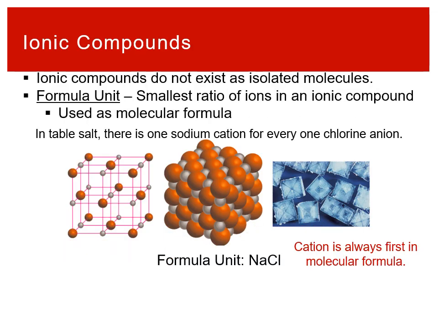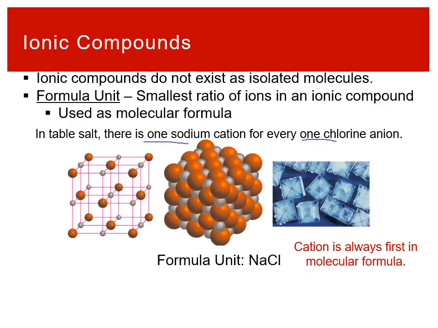Even though that's how ionic compounds exist, we don't really want to be talking about thousands of atoms at a time in a formula. So instead, for ionic compounds, we use what's called the formula unit. This is the smallest ratio of ions in an ionic compound. We use it in just the same way as the molecular formulas we talked about previously. For example, in table salt, we had this cubic pattern. You could have thousands, billions of atoms, but you're always going to have one sodium cation for every one chlorine anion. It's always going to be 1 to 1.